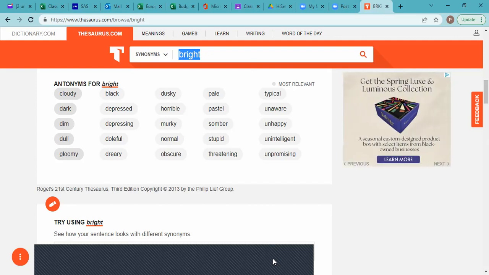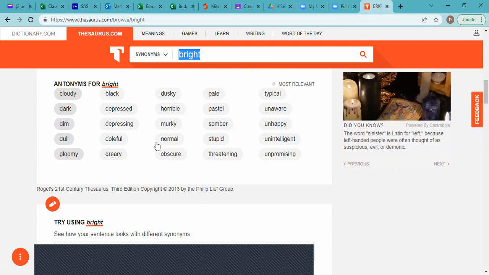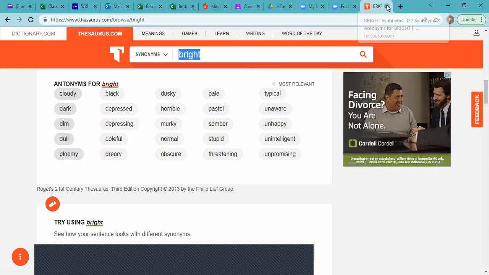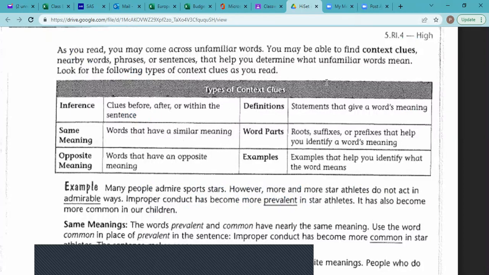So, we all like a bright, nice, sunny day, right? But I don't particularly like a gloomy day. You might say depressing, dreary, dusky, murky, pale, possibly. All right, so there are some good choices right there. So synonyms and antonyms, and we'll be talking about them in another section.